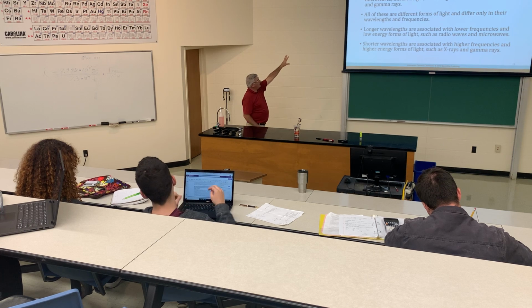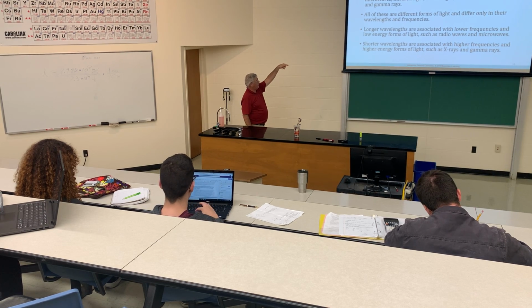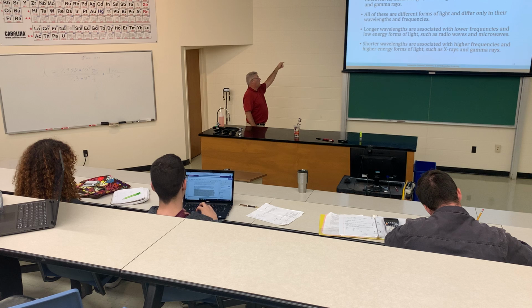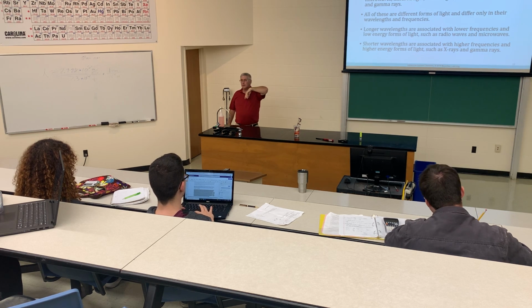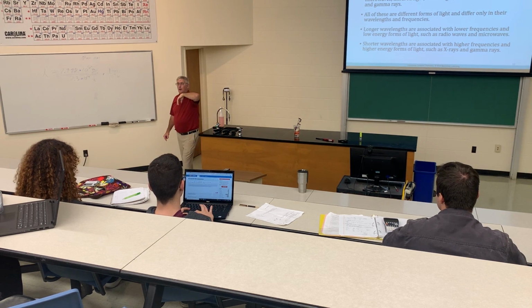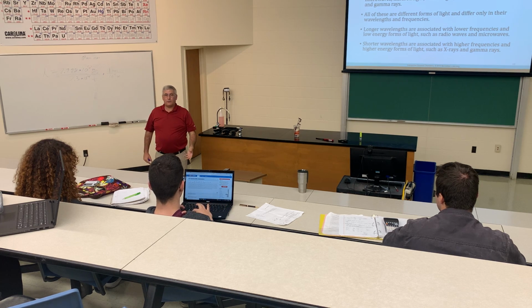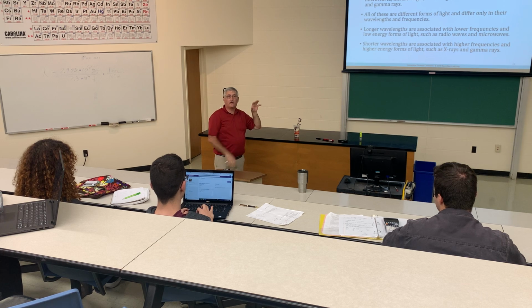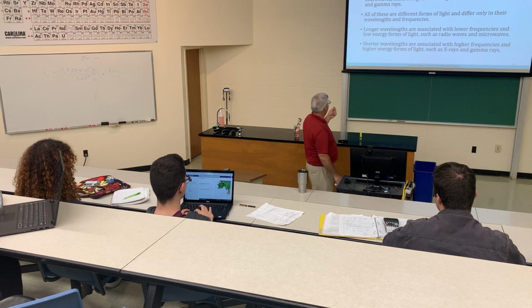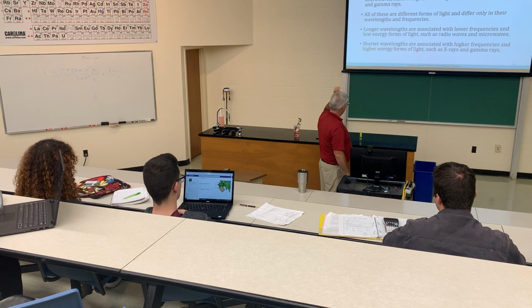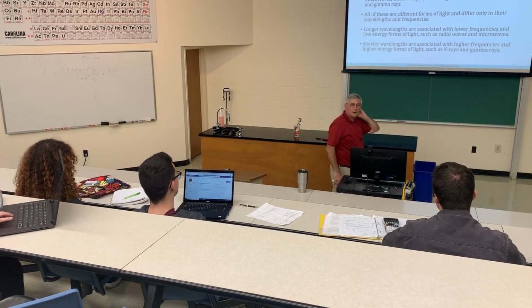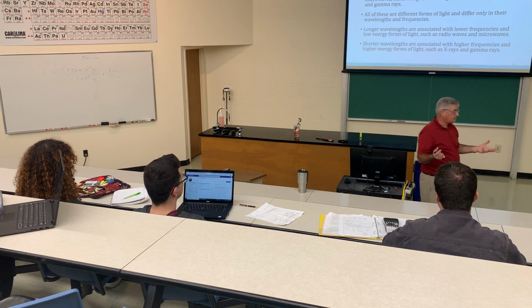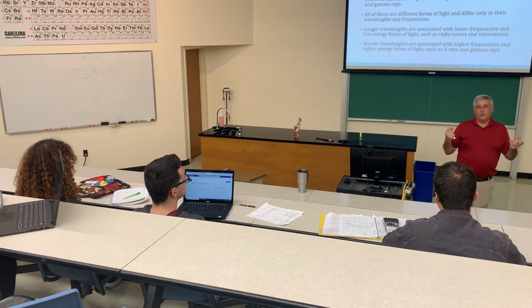So, the electromagnetic spectrum includes radio waves, microwaves, infrared, visible, ultraviolet, and gamma rays. All of those are electromagnetic radiation. In fact, we're going from one end of the scale to the other with that list, from low energy to high energy. And so all of these are different forms of light.